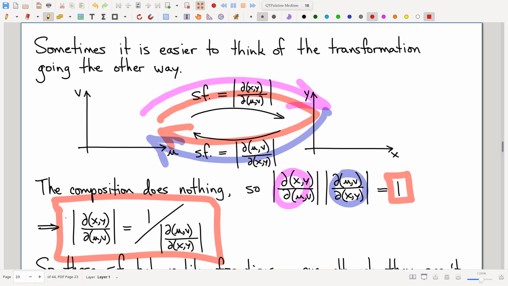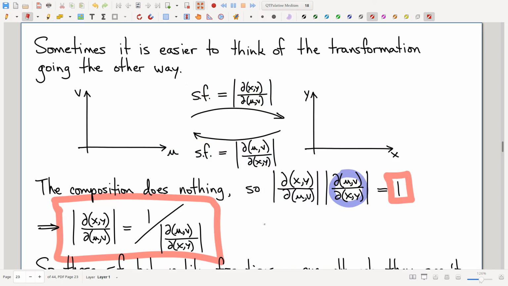So it's a lovely little convenience, and yet another reason why I like this notation. This stretching factor, we write it as a fraction, not because it is a fraction, it's not, but because it behaves like a fraction. Everybody on board with that?